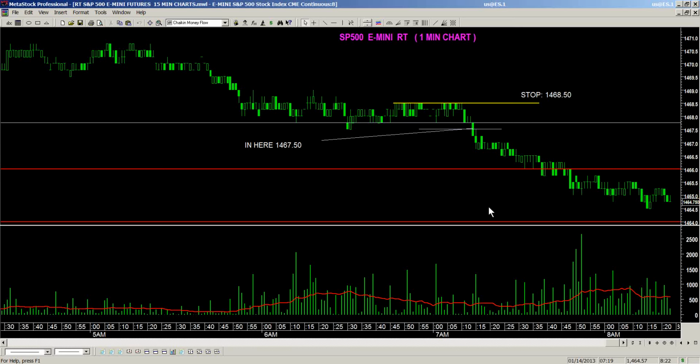$3,000 profit on this trade. Booked. This morning before the open of the equity session.